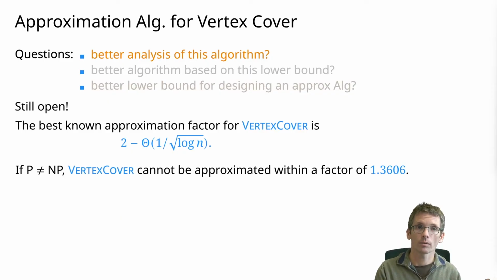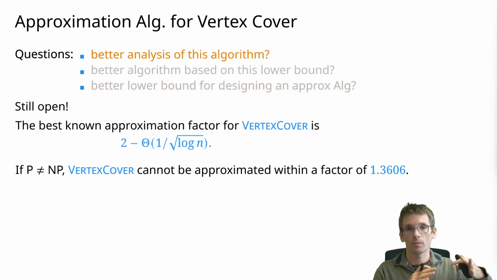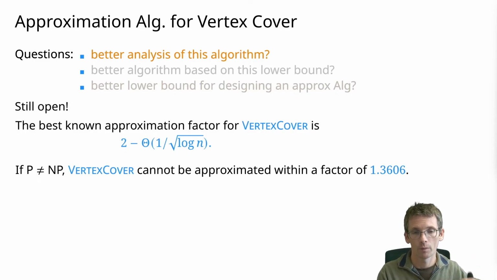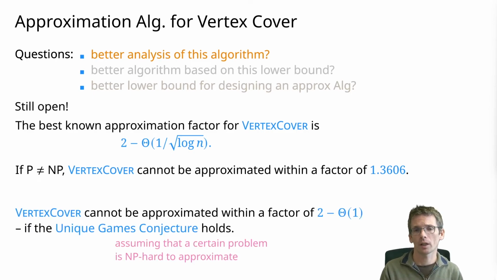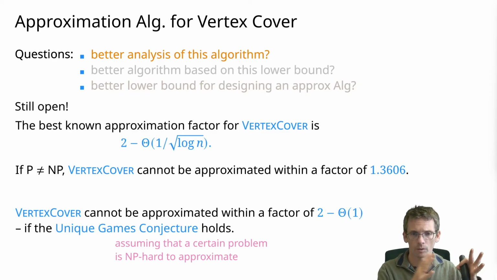There is a lower bound. So unless P equals NP, vertex cover cannot be approximated better than a factor of 1.36. And that's, of course, very far away from 2. What we can say is that vertex cover cannot be approximated within a factor of 2 minus epsilon if the unique games conjecture holds. So this is a statement assuming that a certain problem is NP-hard to approximate. So assuming this, we cannot do better.